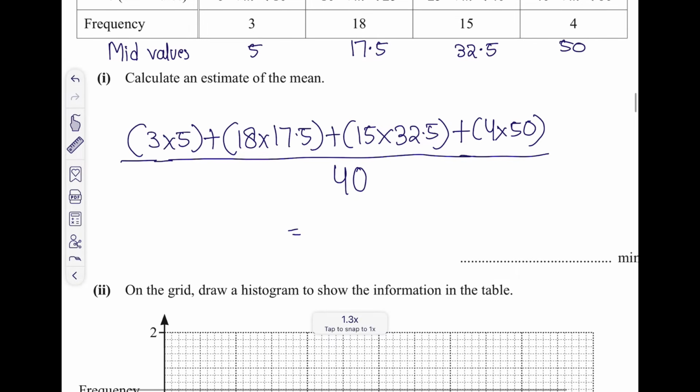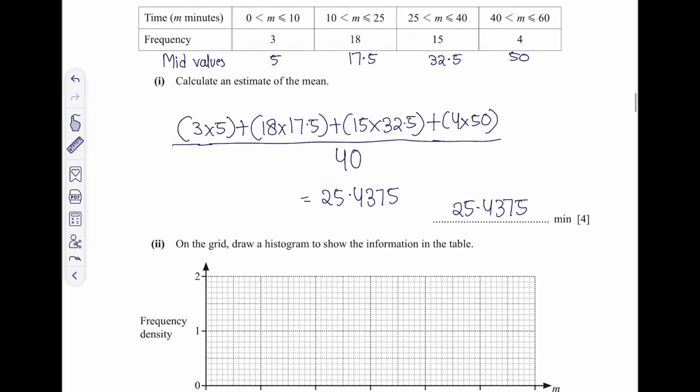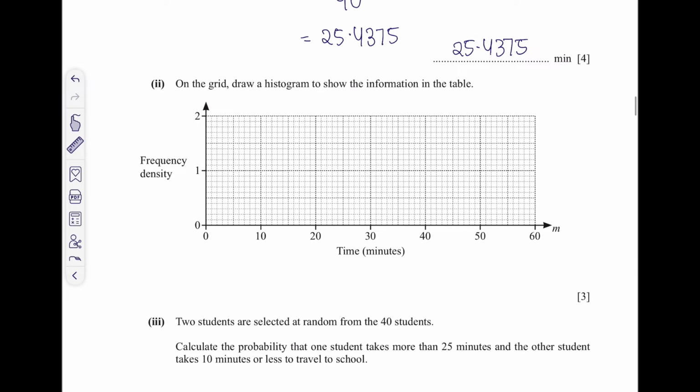That's basically going to give you 25.4375, and since this is an exact value, you can use the same value in your answer as well. I hope this is clear. Now in the question it says draw a histogram to show the information in the table.